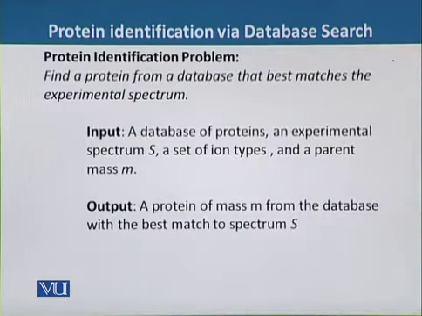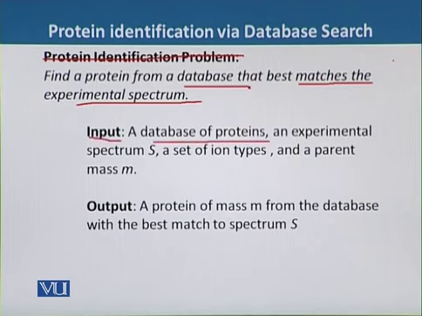So we formulate the protein identification problem as follows. We have to find the protein from a database, as we already discussed, that best matches the experimental spectrum. So we have to find the experimental spectrum in the database. For this algorithm, the input will be a database of proteins, an experimental spectrum S, a set of ion types, and a parent mass M. The output will be a protein of mass M from the database with the best match to the spectrum.